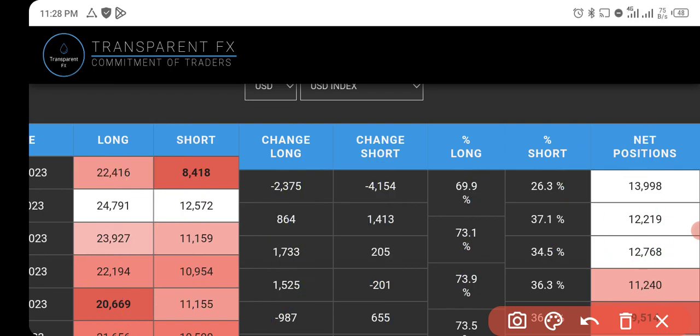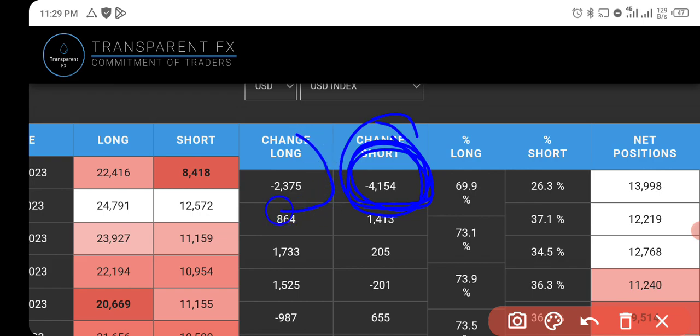Now, this is USD, and this data is released every week. This is the data for last week, meaning that last week we have 22,000 buyers and 8,400 sellers. Now, out of this market, the sellers close their orders. This simply means that no one is selling this pair, because you can see change short minus 4,154, meaning that 4,154 bank traders closed their selling position on USD.